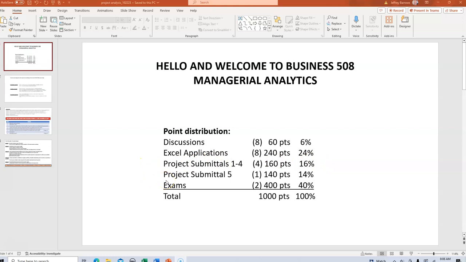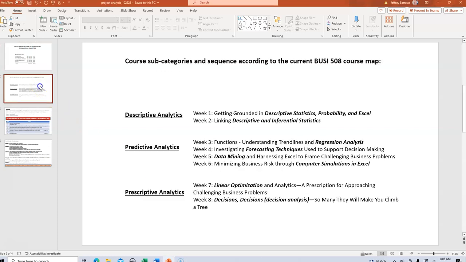And then there's going to be two exams in the course. One at the end of week 6 and one at the end of week 8. The course is broken out in 3 blocks: descriptive analytics, predictive analytics, and prescriptive analytics. If you think about the words descriptive, predictive, and prescriptive and how you would use those in your daily life, they really have the same application here in business analytics. So think about those as we go through the course here. I think you'll see the benefit and the uniqueness of each, and obviously there will be some dependencies as well.